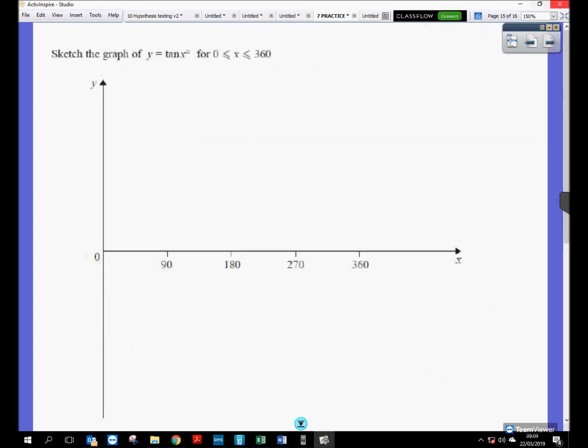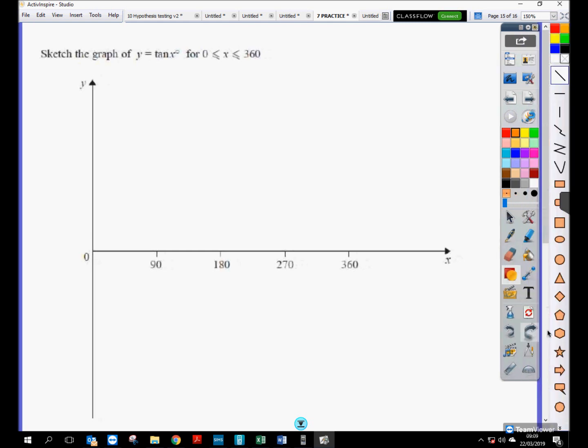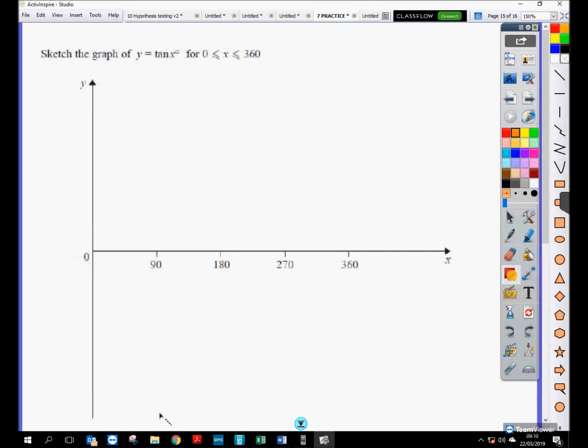Next question. Sketch the graph of tan x. So what we're going to do is first of all indicate our asymptotes. So we have an asymptote at 90, at this dashed line, and an asymptote at 270.